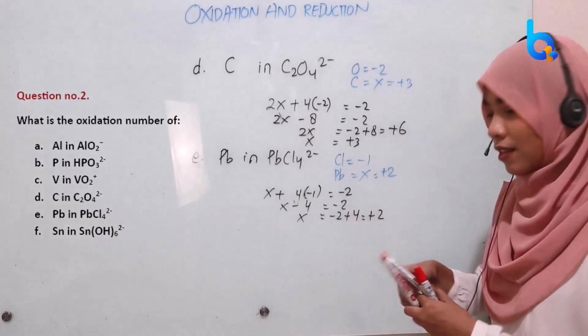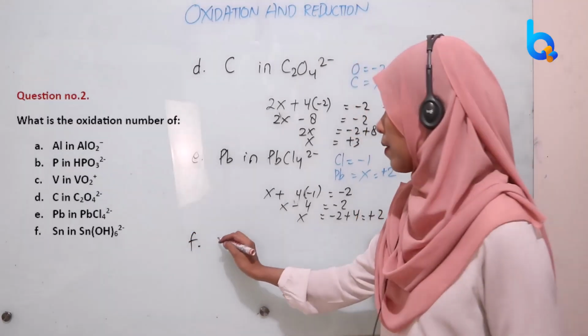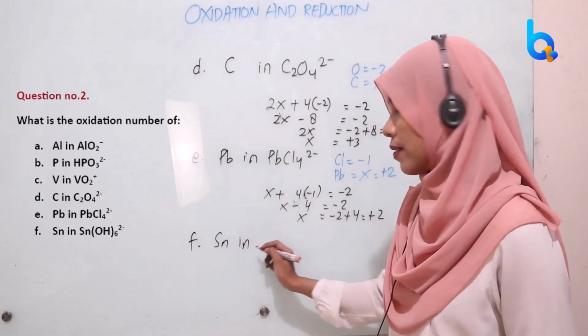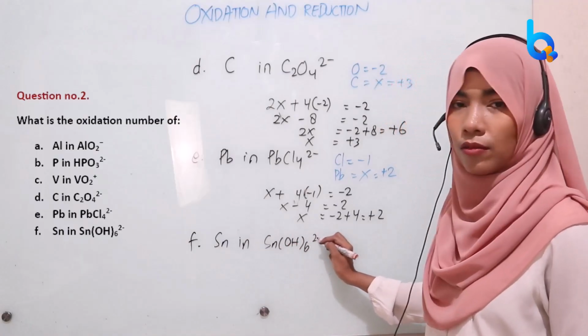Okay, so the last number in this question is F. Find out the oxidation number of Sn in Sn(OH)6 2-.